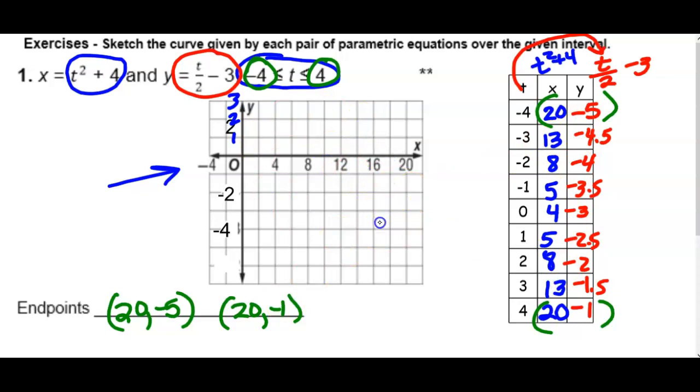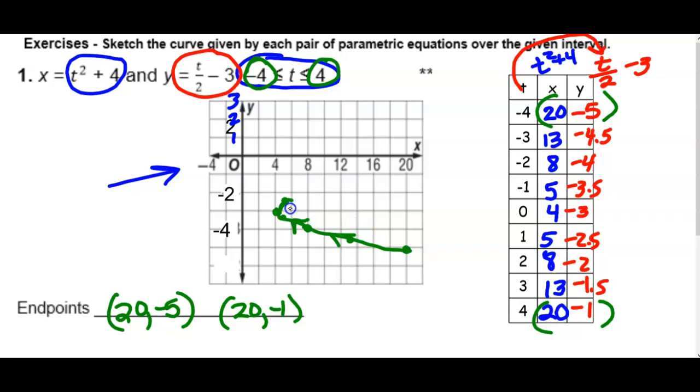If I go over 20 and down 5, I go over 13. These are counting by 2s going across here. And down 4.5. If I go over 8 and down 4, 5 and down 3.5, over 4 and down 3, over 5 and down 2.5. I'm starting back around here. My parabola shape is going, whoa, this way.